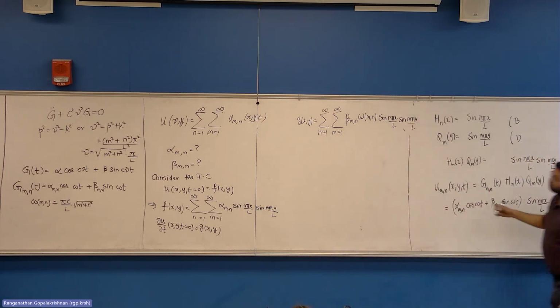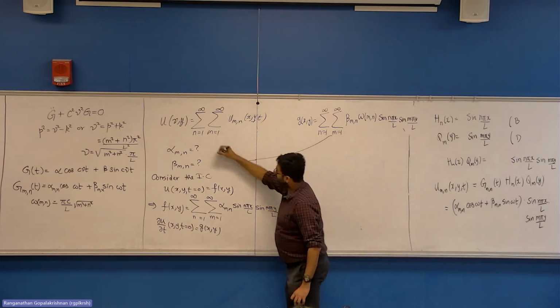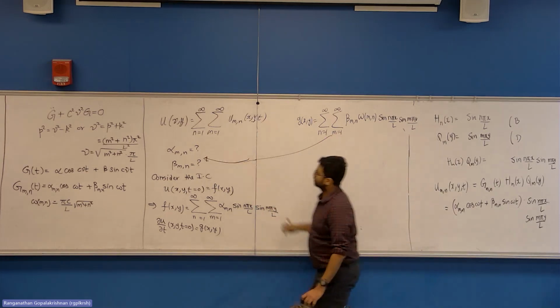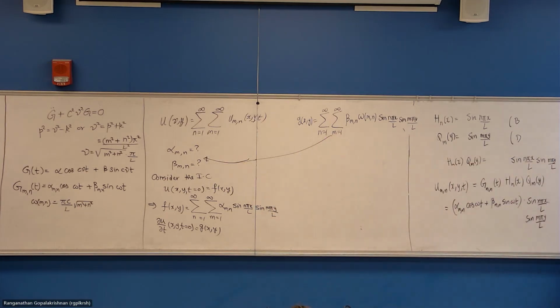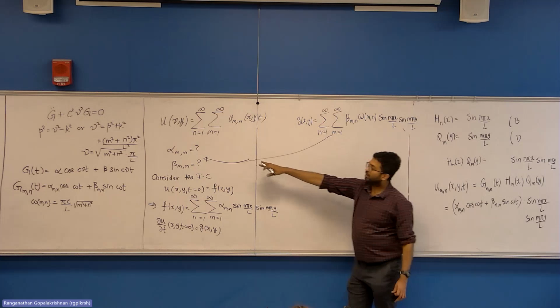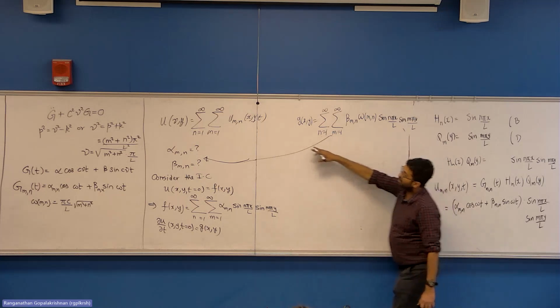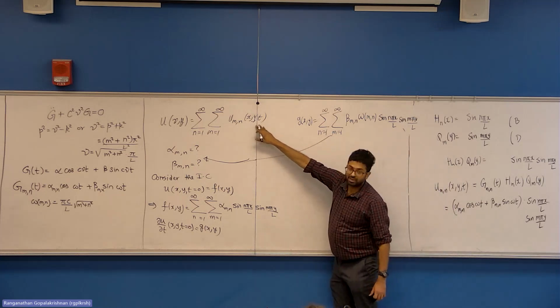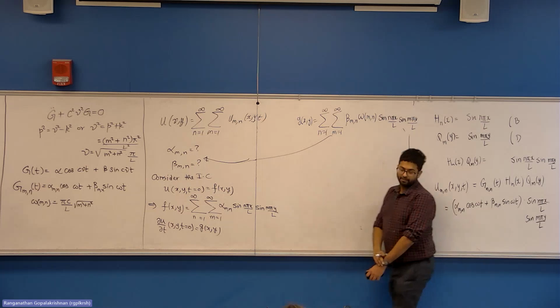Now we are again back to the question, how to get alpha and beta. Let us stop here and pick it up next lecture. If we figure out the formulas for alpha and beta, you get your entire solution, which depends on x, y, and time. Thank you.